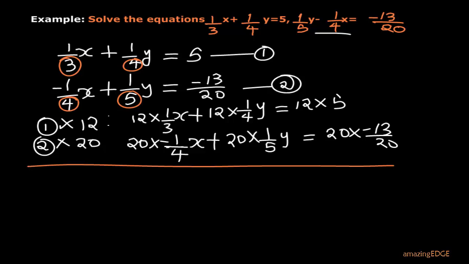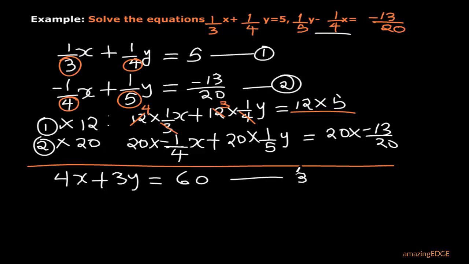Here you have 3 divided by 12, which will give us 4. 4 times 1 is 4, that is 4 times 1 times x. So in the equation this now gives us 4x. Then here you have 4 divided by 12, which gives us 3. Then 3 times 1 is 3 times y. That gives us 3y. Then here you have 12 times 5, that will give us 60. So here we have a new equation. Maybe we call it 3.